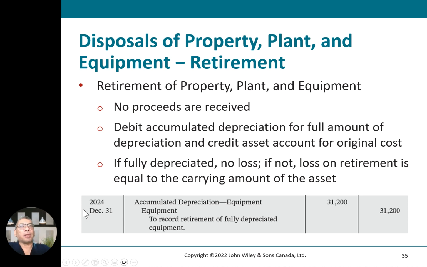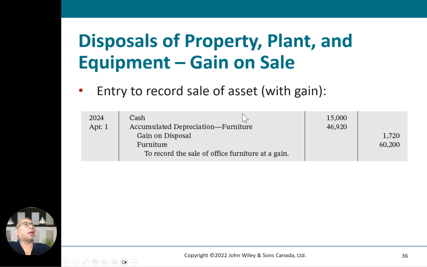How are you going to book that? December 31st, debit accumulated depreciation, equipment 31,200, and then credit equipment 31,200. This is to record retirement of a fully depreciated equipment. And then to record a sale with a gain, and you get a gain here.